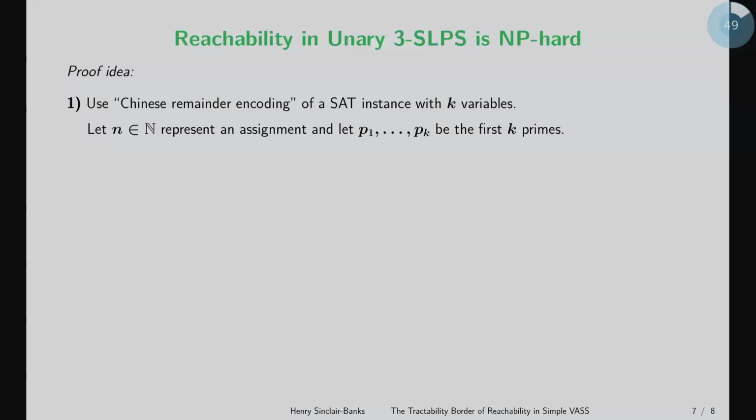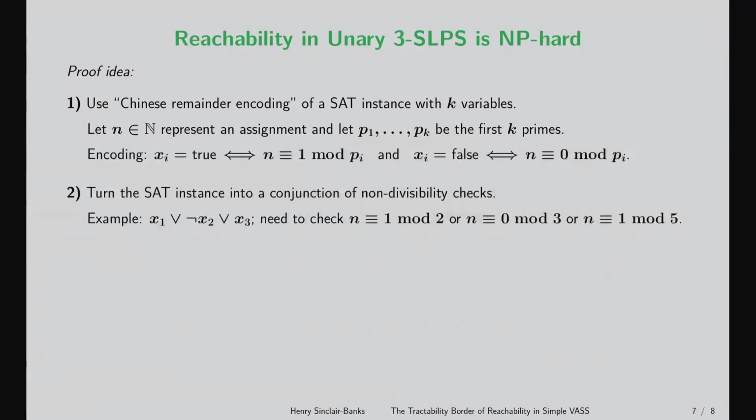What do I mean? So imagine I have a clause x1 or not x2 or x3. This looks like I want to be equivalent to 1 mod 2 or 0 mod 3 or 1 mod 5, right? 2, 3, and 5 are the first three primes. This is only falsified when n is congruent to 10 mod 2 times 3 times 5. So what you need to check is whether n minus 10 can be divided by 2 times 3 times 5. That's a non-divisibility query. Do this for all of the clauses.